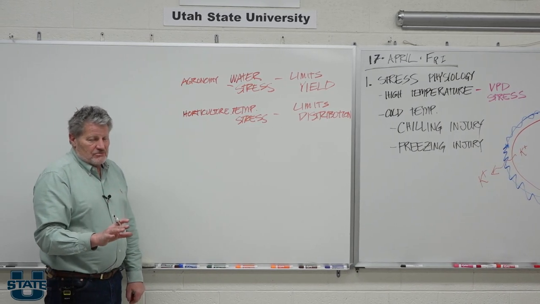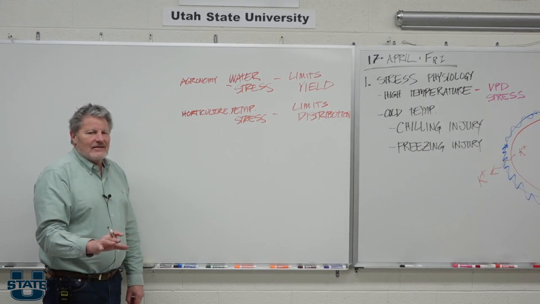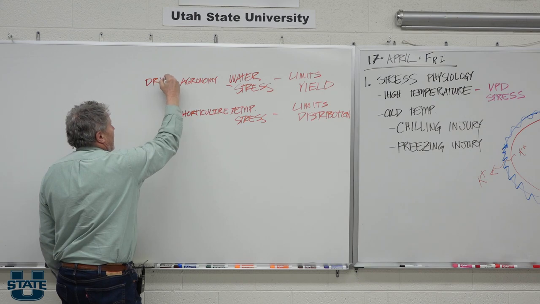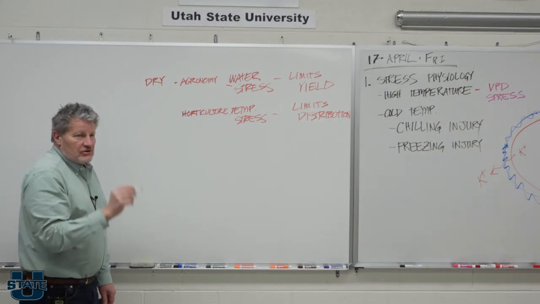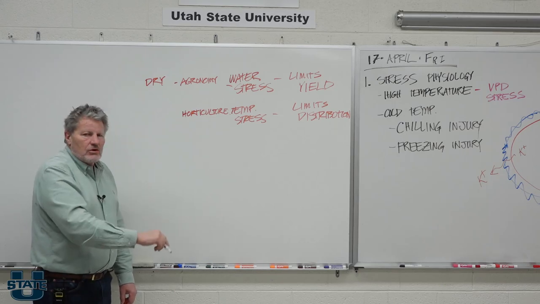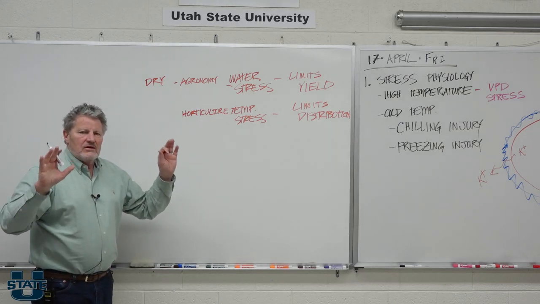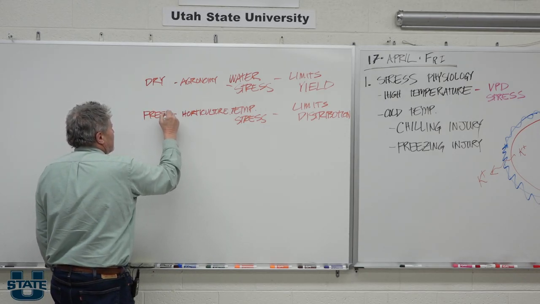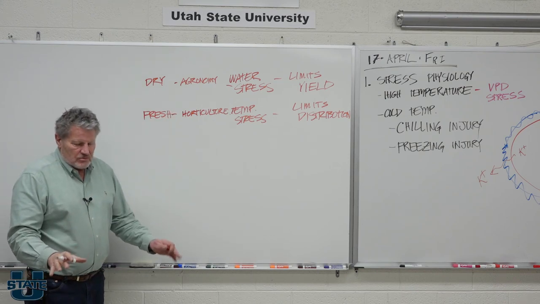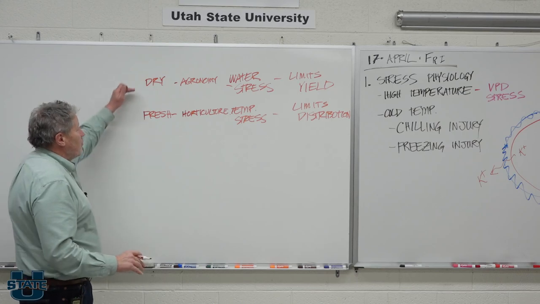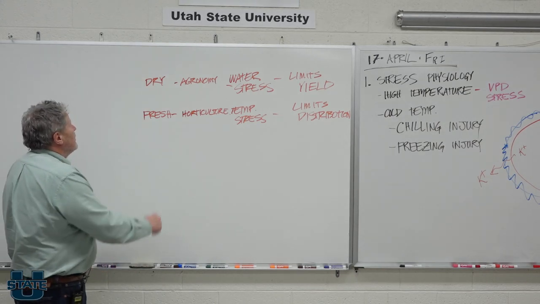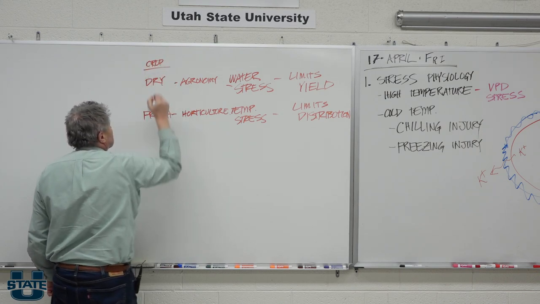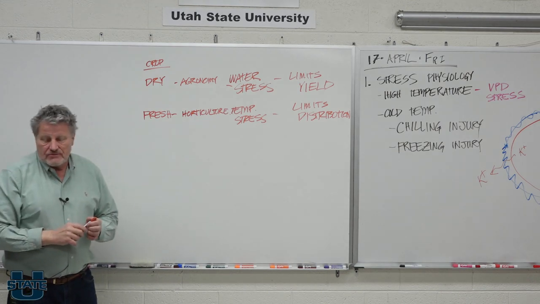There's more than one definition, but here's the one that I like the best. If the crop is stored dry, it's an agronomic crop. The seeds of wheat, rice, corn, soybeans, they're all stored dry. Those are agronomic crops. If the crop is stored fresh, it's a horticulture crop. Fresh vegetables, fresh leafy greens. This is a pretty good definition. It's dry versus fresh.